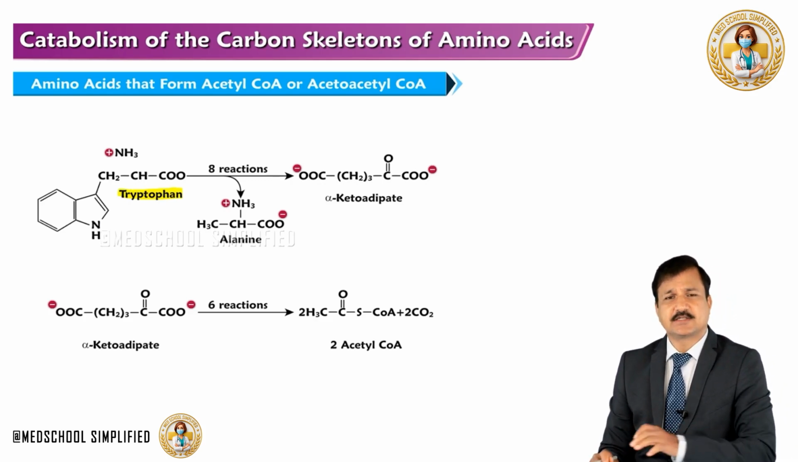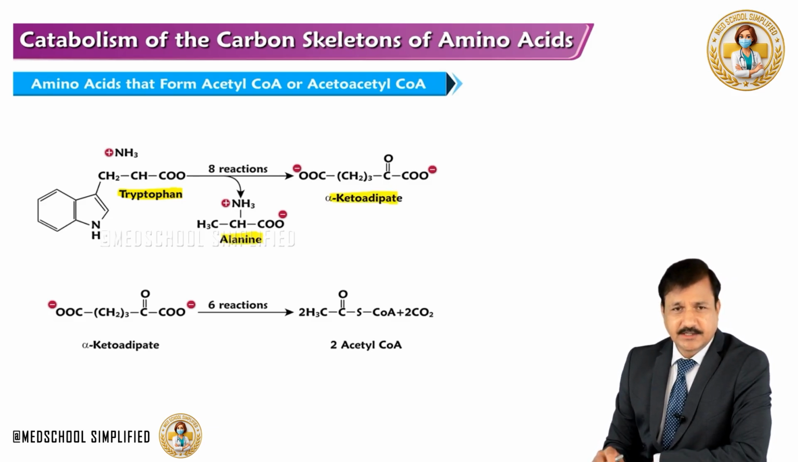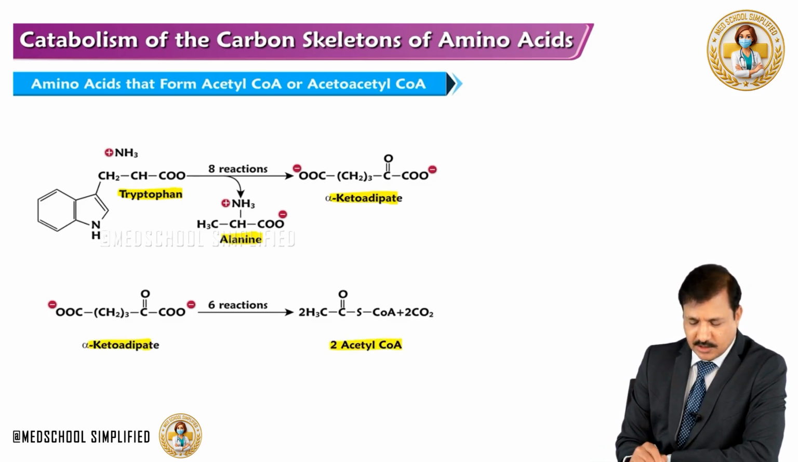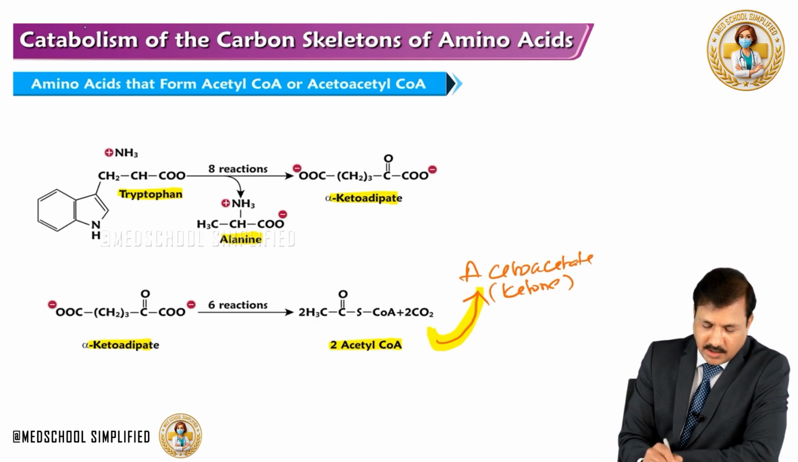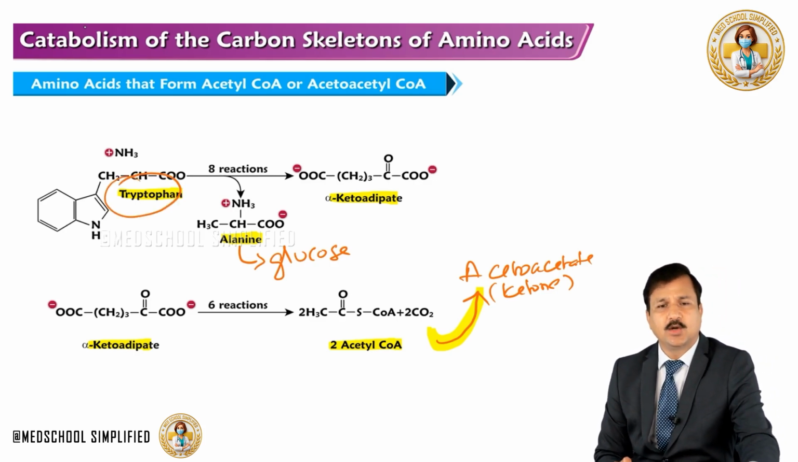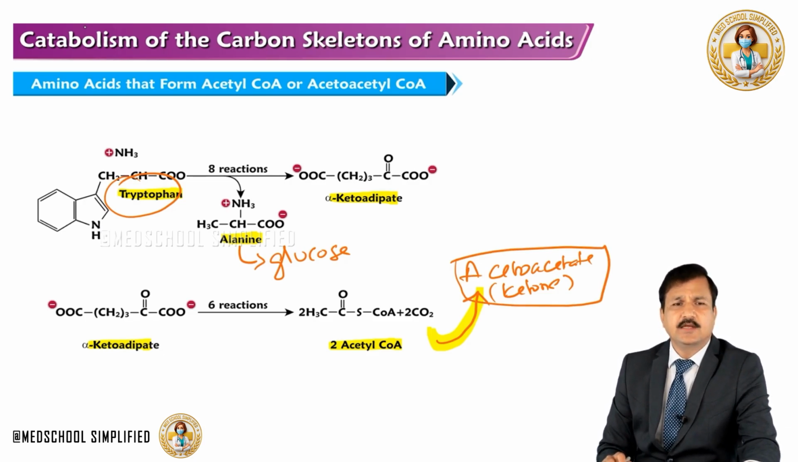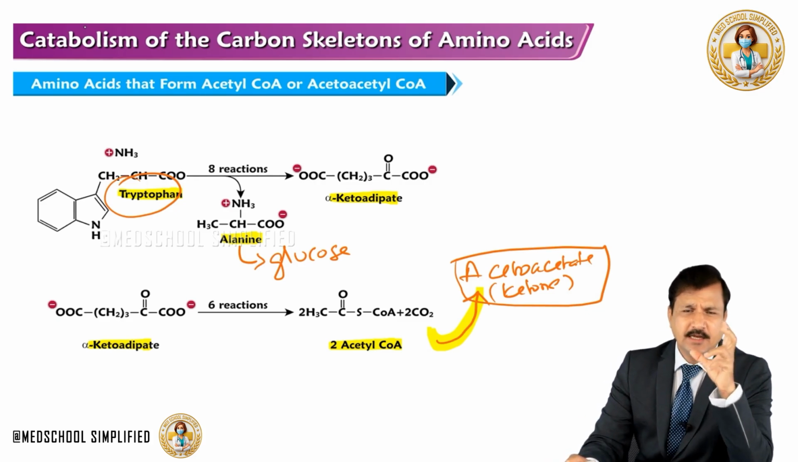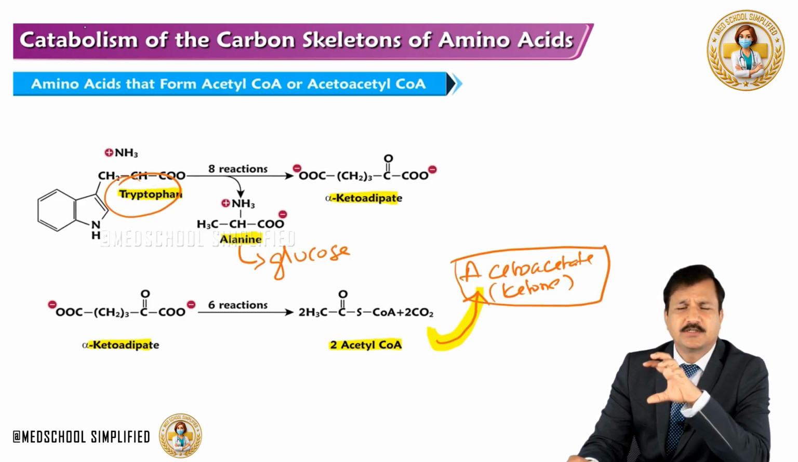Tryptophan undergoes 8 reactions to release alanine and alpha keto adipate, and the alpha keto adipate undergoes 6 reactions to give 2 acetyl-CoA. These 2 acetyl-CoAs will give acetoacetate, which is a ketone body, and alanine can go into glucose formation. That is how tryptophan, by making alanine, can make glucose, and by making acetyl-CoA it can make acetoacetate, which is a ketone body. Okay, so this is a very brief outline of the metabolic pathways. There are multiple reactions involved, but this is the most simplified way of explaining how tryptophan is going into glucose formation and also ketone body formation.